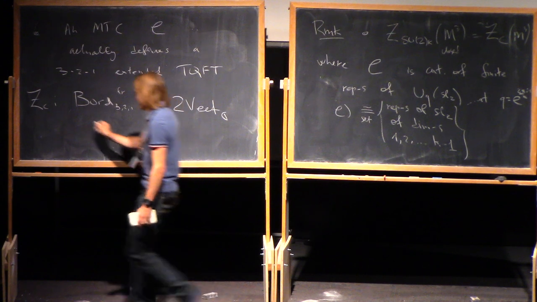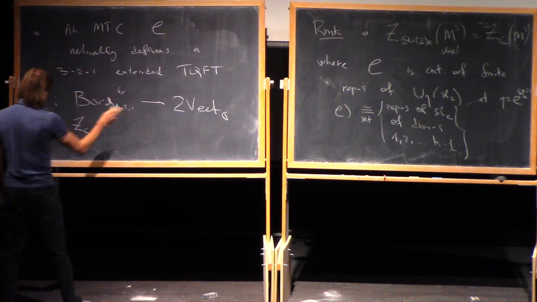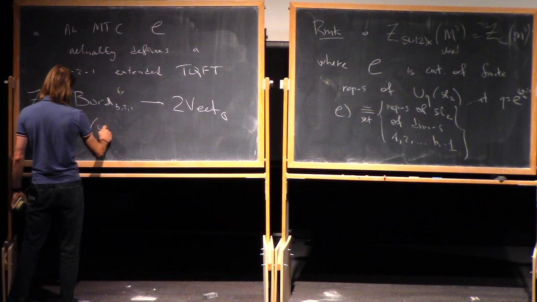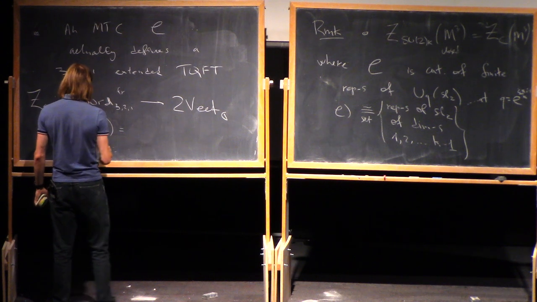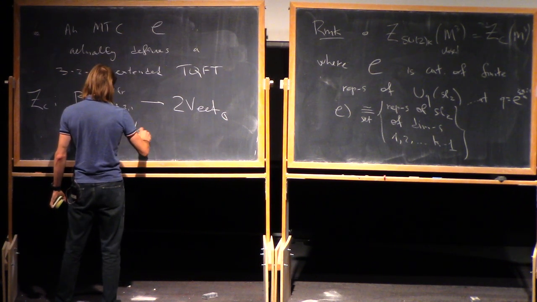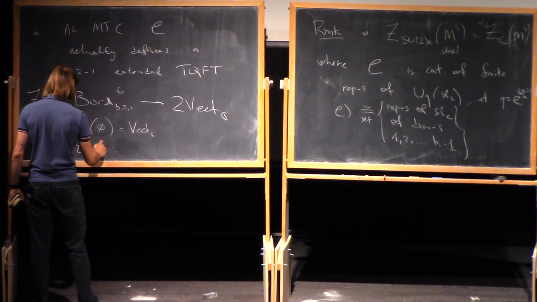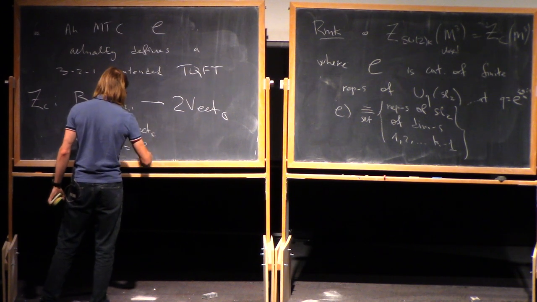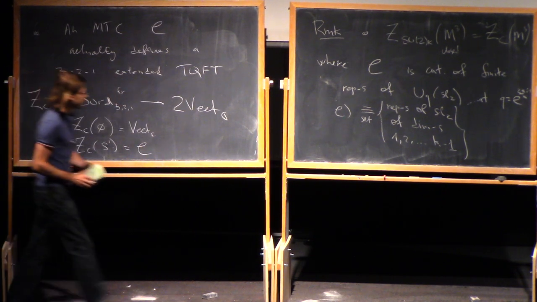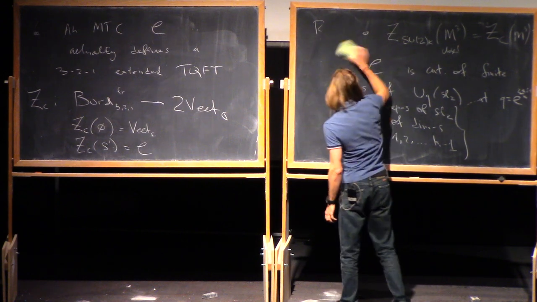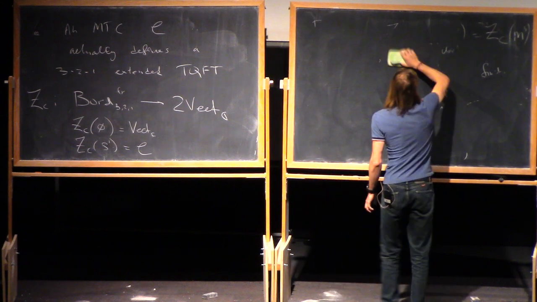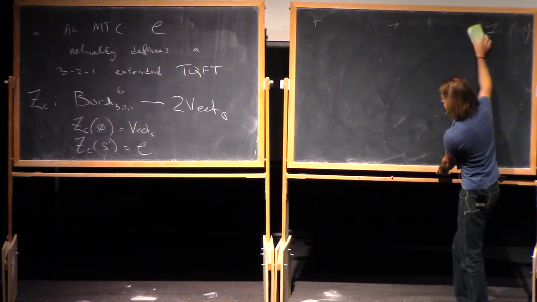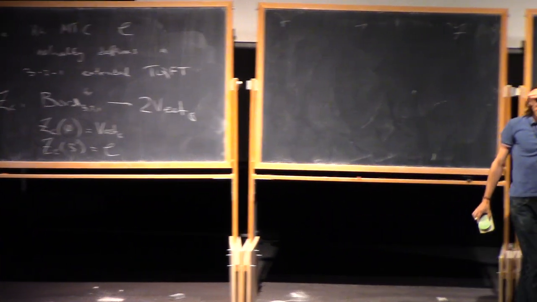Okay. And so, in particular, as a functor between two categories, the value on the empty one manifold is just the category of vector spaces, and the value on the S1 is the category C itself. So now I want to change the topic a little bit, but are there any questions so far?